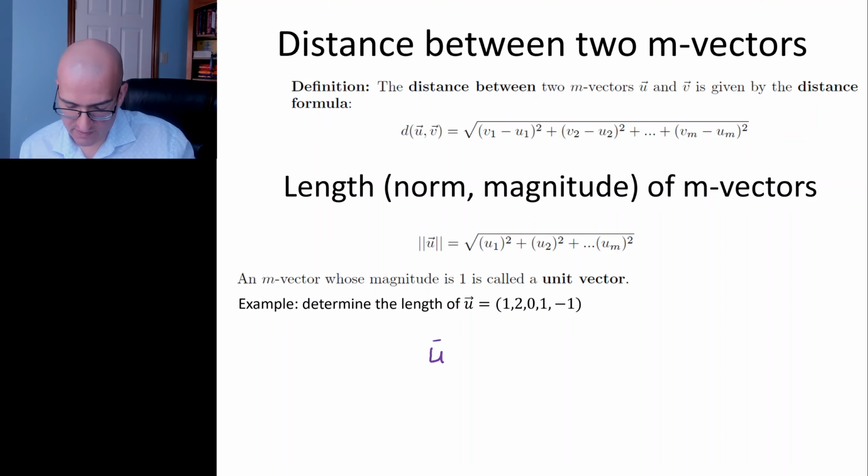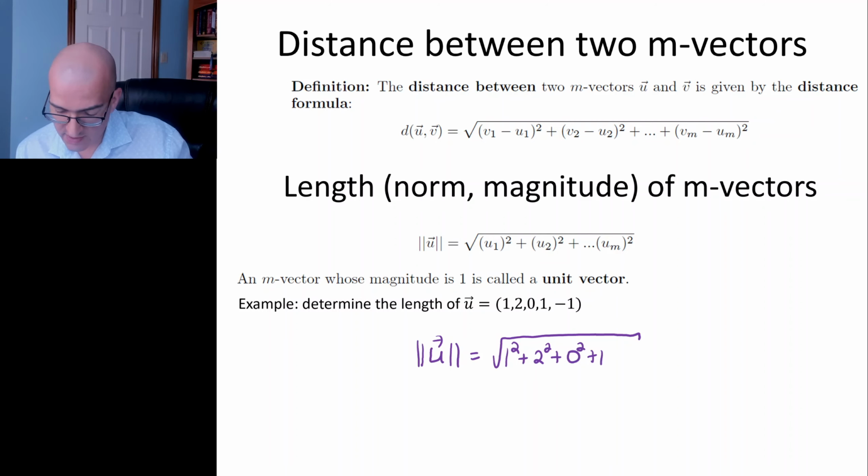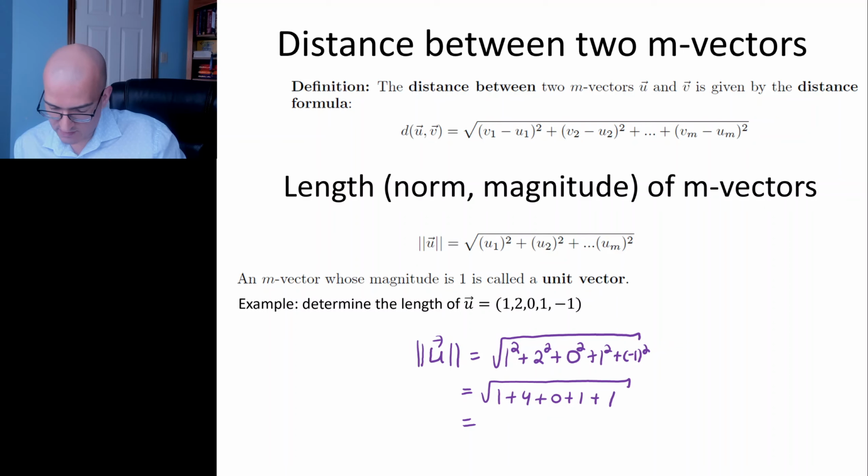So the length of u is going to be the square root of the sum of the square of the components. 1 squared plus 2 squared plus 0 squared plus 1 squared plus minus 1 squared. So 1 plus 4 plus 0 plus 1 plus 1. So 5, 6, 7, square root of 7 would be the answer.